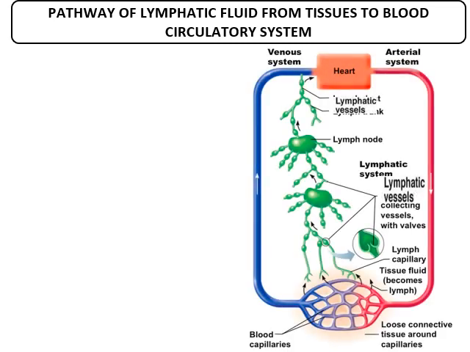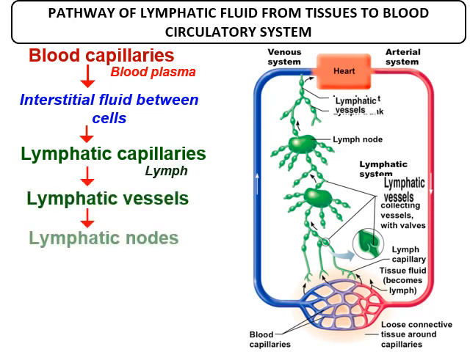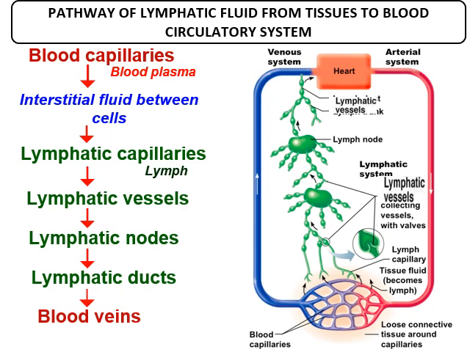Now I will describe the pathway of lymphatic fluid from tissue to the blood circulatory system. Blood plasma from blood capillaries is forced out into intercellular space to become interstitial fluid. Interstitial fluid enters lymphatic capillaries to become lymph. Lymph enters lymphatic vessel, lymphatic node, and lymphatic duct. Then, lymph returns to the blood vein.